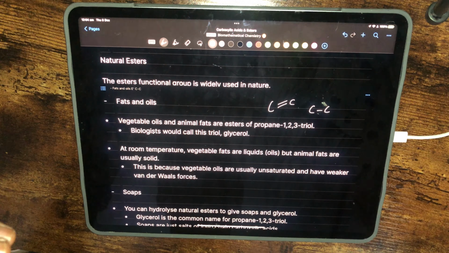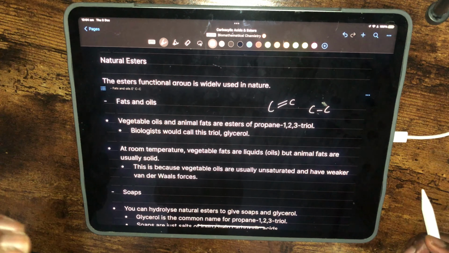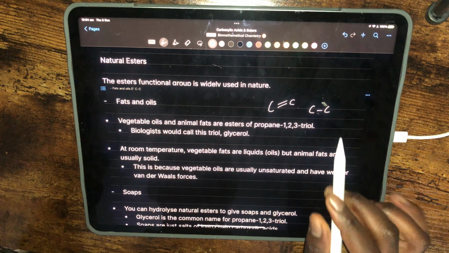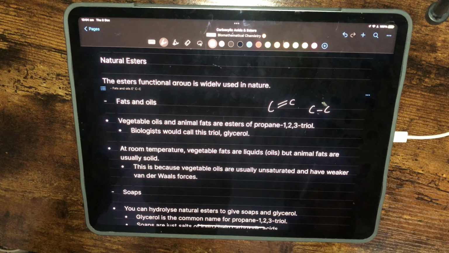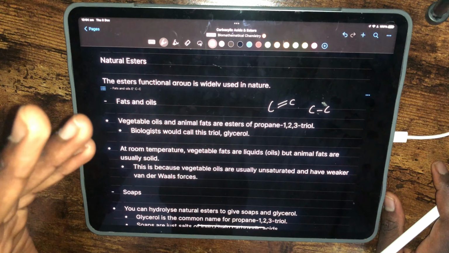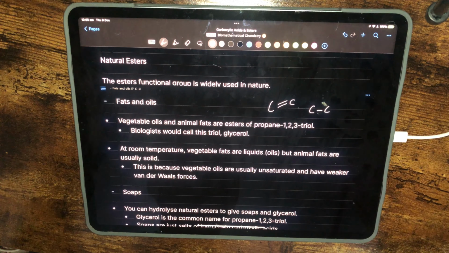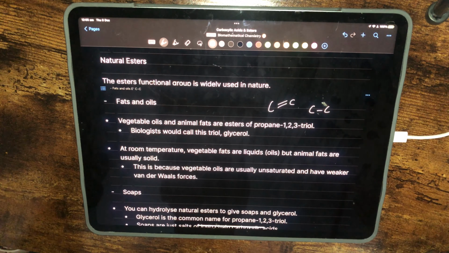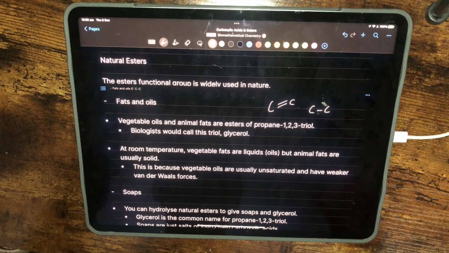Whereas with animal fats, they're saturated. So there are carbon-carbon single bonds and the structure is not being kinked. Therefore, it's more planar, and it's easier for these esters to stack upon one another and form more van der Waals intermolecular forces, and stronger ones, and therefore it's more rigid, and the state of matter will be solid.